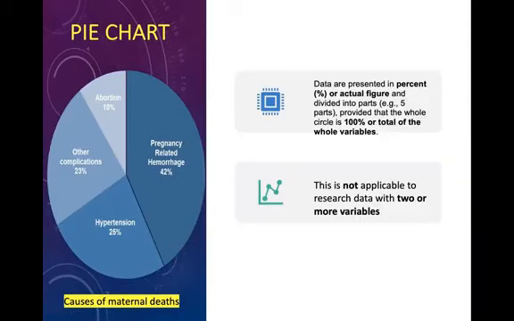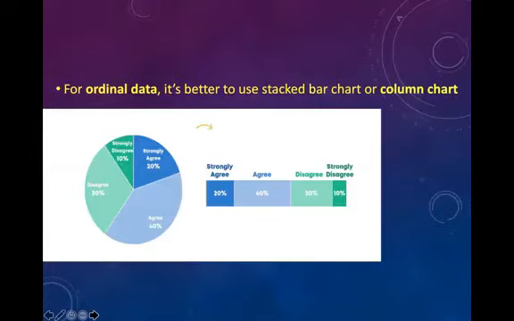This is an example of a pie chart. If data are presented in percent or actual figure and divided into parts, example here, 5 parts, provided that the whole circle is 100% or total of the whole variables. This is not applicable to research data with 2 or more variables. In this pie chart, there's only one variable, and the variable is the causes of maternal deaths. And these are the percentages of these causes.